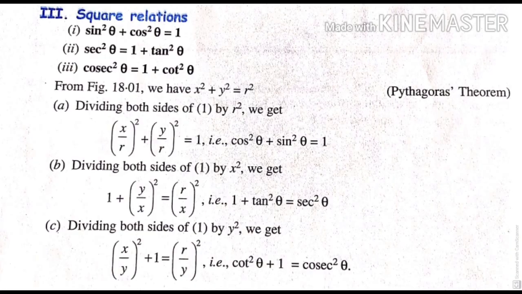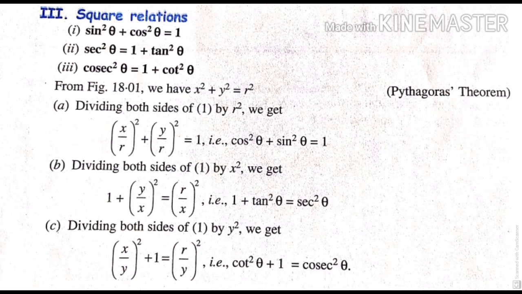Now next is square relation. This is again very important. First is sin square theta plus cos square theta is equal to 1. Now students, you have to check our first page where I have drawn the right angle triangle. So in that we use Pythagoras theorem. Pythagoras theorem is hypotenuse square is equal to sum of squares of the other two sides. It means r square is equal to x square plus y square.